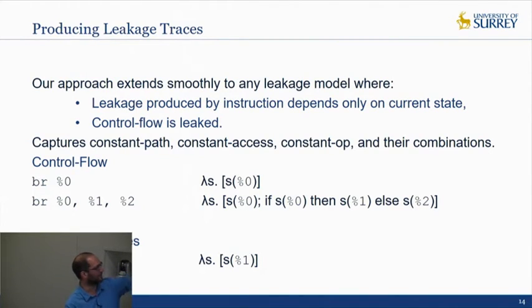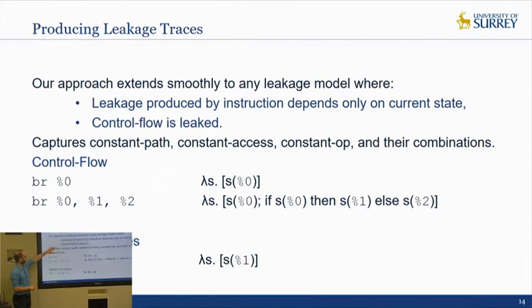This is a simple example, but you could extend the approach to any leakage model where the leakage produced by each instruction depends only on the current state. So if you want to say, I don't know, something stupid, floating point operations are never safe, then you could say floating point operations leak the whole state. And we need control flow at the very least to be leaked. So this leakage function, these two on branching operations, are the minimal set of leakage that you need to have for our approach to be sound and complete.